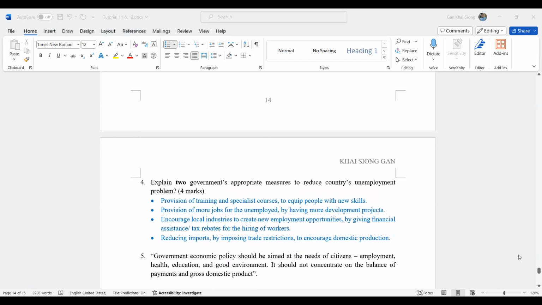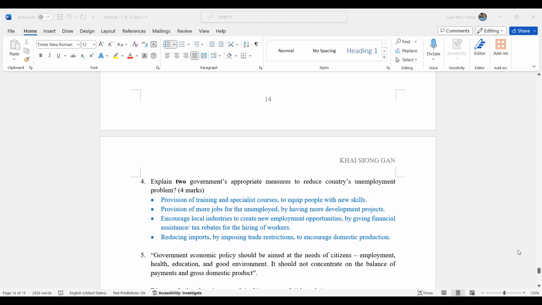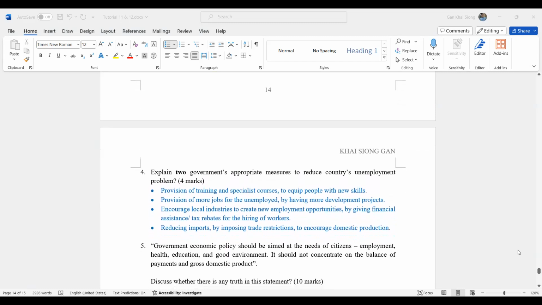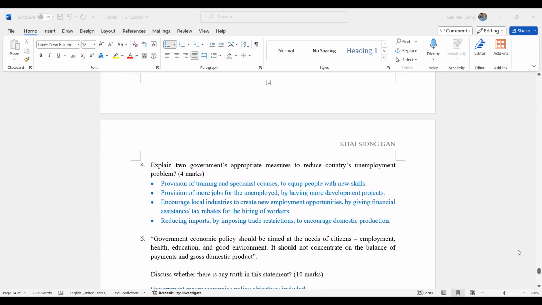The next question will be interesting. I want to know how you will approach this question. Government economic policy should be aimed at the needs of citizens: employment, health, education, and a good environment. It should not concentrate on the balance of payments and GDP of a country. Discuss whether there is any truth in this statement. How will you answer this question if it's a 10-mark question?